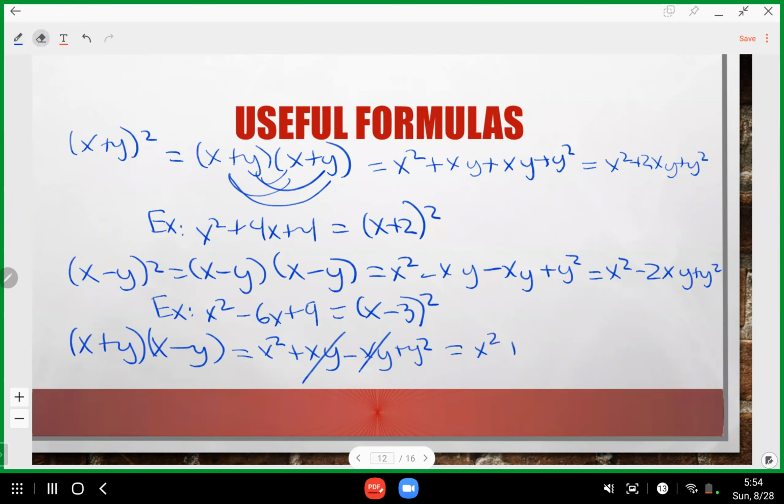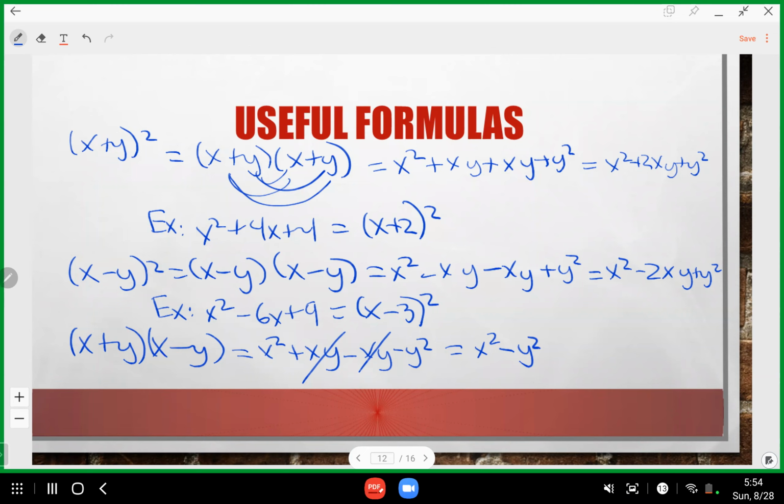Actually, no, this is minus XY. It's just X squared minus Y squared, right? It's X squared minus Y squared. That's why it's called difference of squares. So this is really useful. The XY cancels out, right?